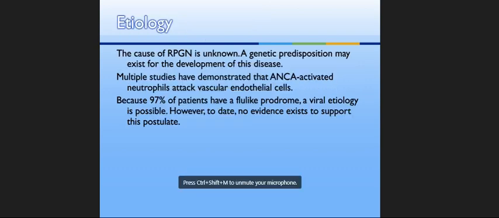Etiology: we have what's called ANCA, anti-neutrophilic cytoplasmic antigen. Again, we will go through an autoimmune process, and sometimes those patients may present with flu-like symptoms or any viral infection. But right now, no evidence exists to support this postulate.